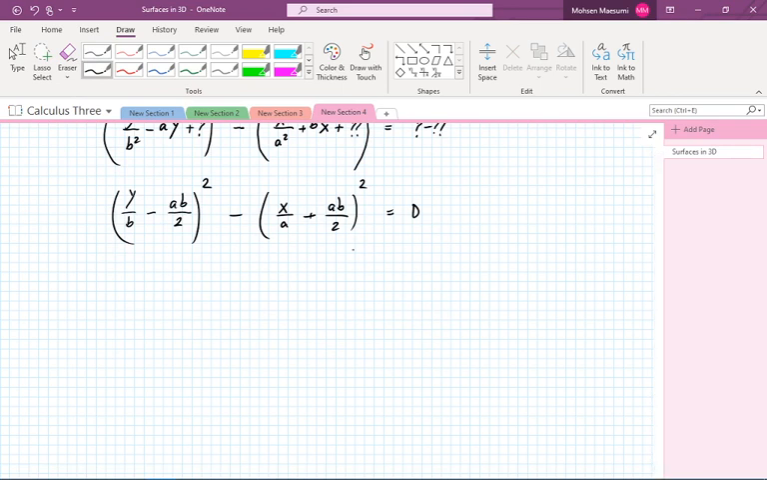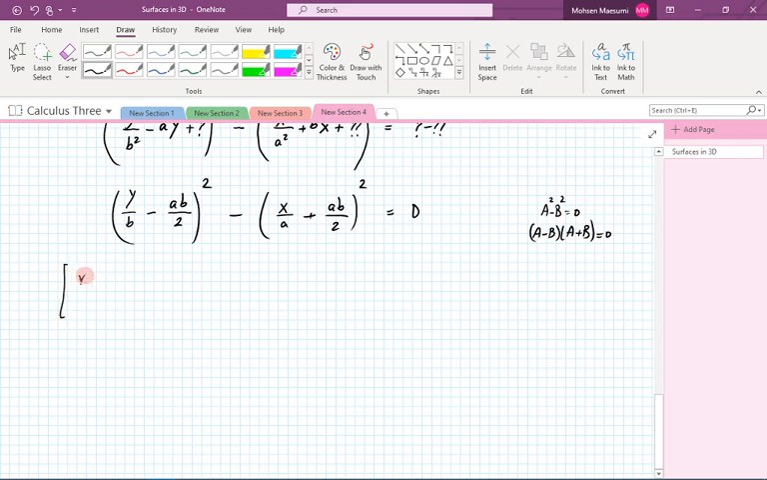Let me remind you of a very basic exercise from algebra. If you have a squared minus b squared equal to 0, do you remember what happens there? You factor it, so it either tells you a minus b is 0 or a plus b is 0. So if I have the difference of these two, I can factor it like this.